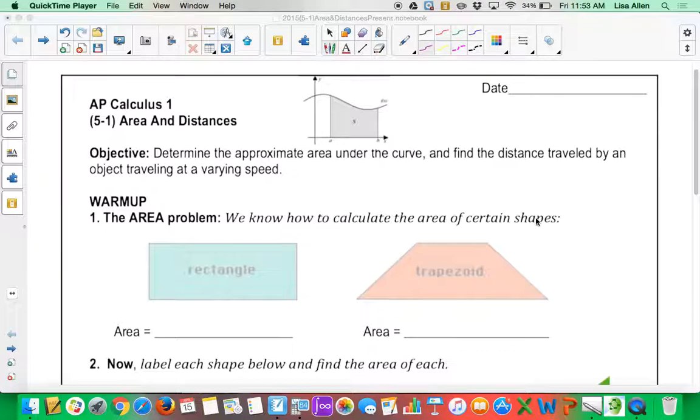Our objective for this lesson is to determine the approximate area under the curve and find the distance traveled by an object traveling at a varying speed. So that second objective, the distance, will be an application of area.